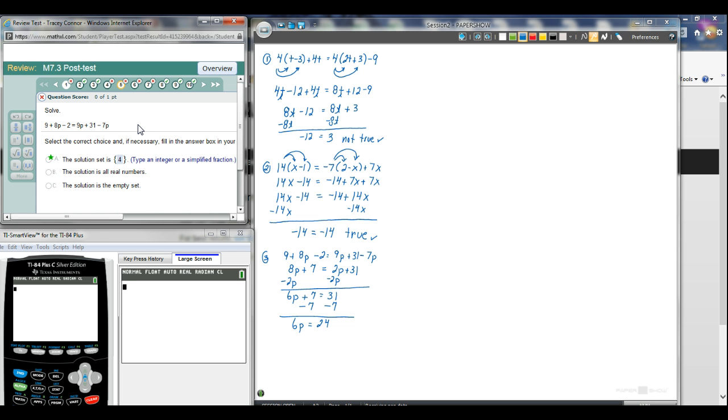Now I want to get p by itself. Remember, that's our goal: to get that variable by itself. So I want to get rid of the 6, so I divide by 6. Whatever I do to the left side, I do to the right side. So I get p equals 4. And you can see the answer right here.